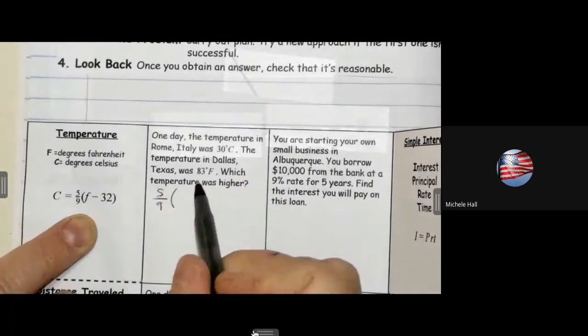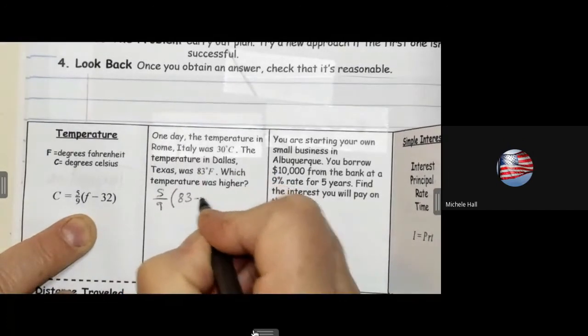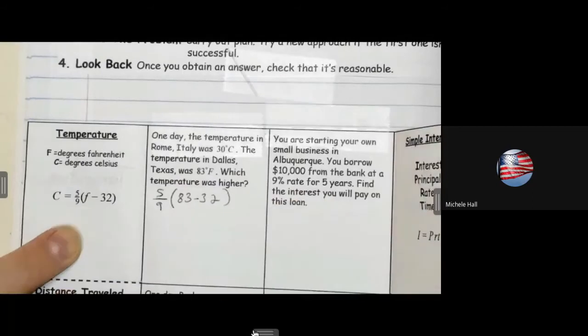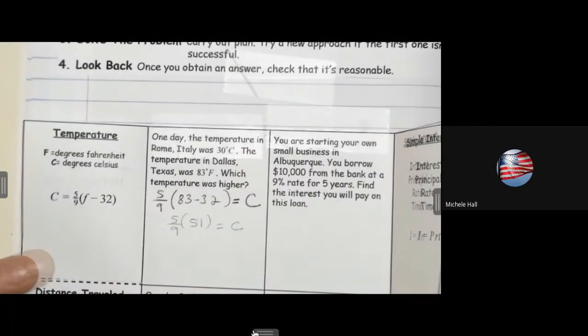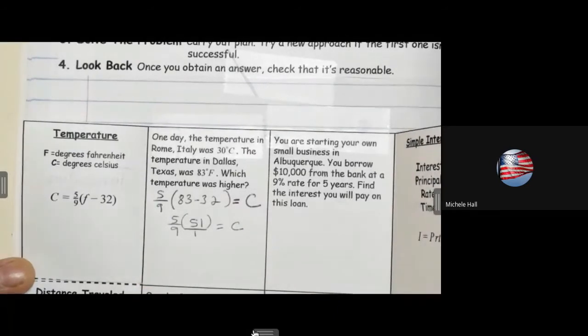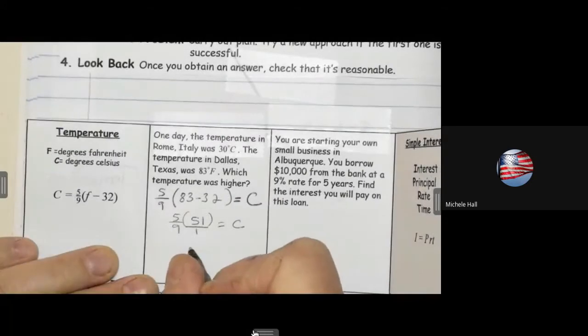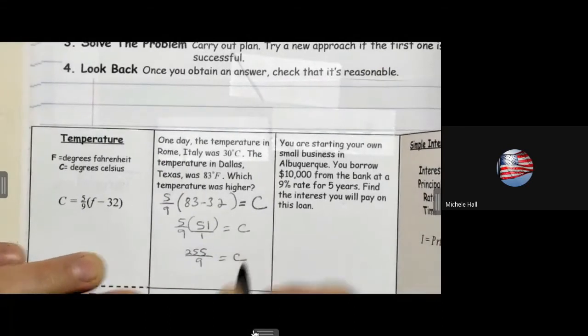We're going to do that 5 ninths times, what is the Fahrenheit? It was 83 degrees. 83 minus 32. And then we just need to simplify, and this equals Celsius. We just need to think about some algebra and how to do our fractions. That's right. If I make 51 a fraction, then I just multiply straight across. I could look for any cross canceling that's going on here, and I would just multiply straight across. 5 times 1 is 5, and then 5 times 5 is 25. Divided by 9 equals Celsius.